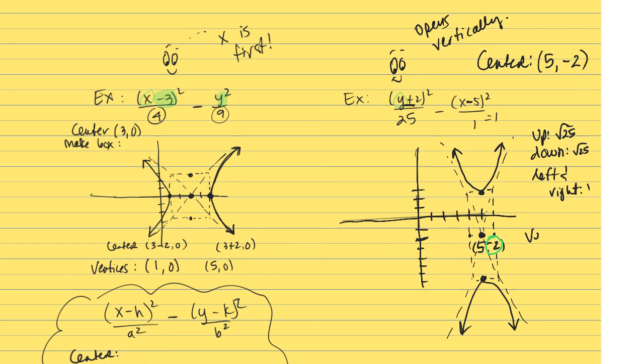So my vertices are right here, which is over 5 for x, up 3. The 5 doesn't change, right? What's changing is the y value. So I'm going up the square root of 25, and I'm going down the square root of that denominator of y. So I do -2 minus 5, and I'd be down there at -7.